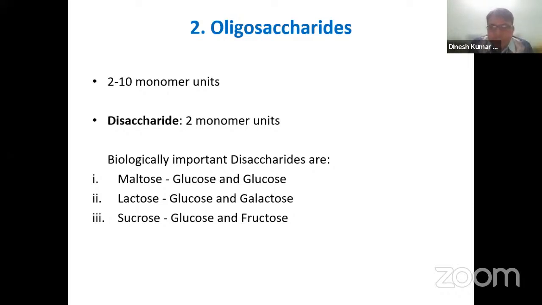The next one is oligosaccharides, where we have the example of disaccharides having 2 monomer units. Maltose has 2 glucose units, 2 monomer units. Lactose has glucose and galactose, and sucrose has glucose and fructose.